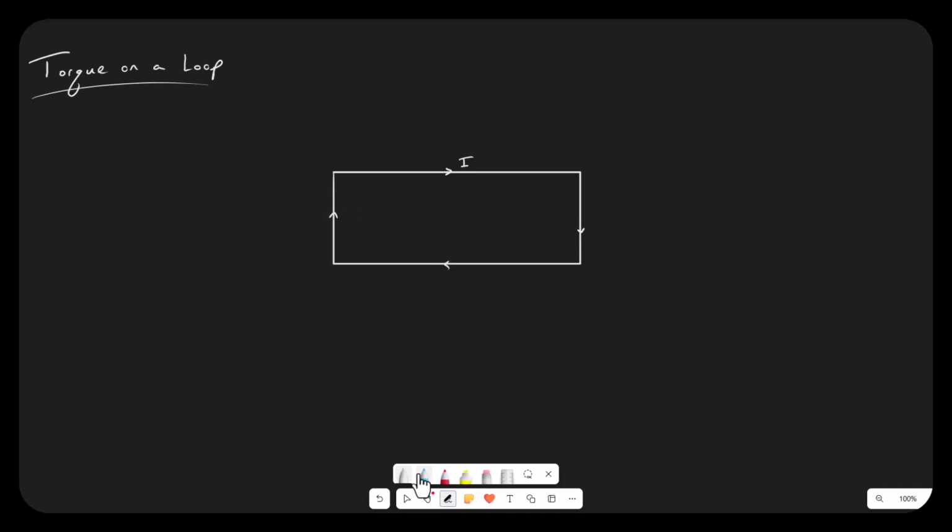and let's give this wire some dimensions. We'll give it a length of L, and we'll call this a height of H. We're going to stick this thing in a magnetic field, and let's have the magnetic field run this way.